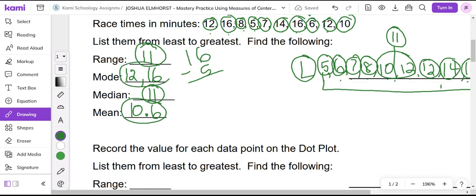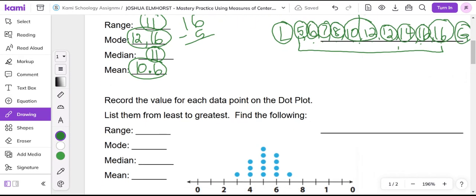The range is 11, the median is 11, the mode is 12 and 16, but the average, the mean, is 10.6.